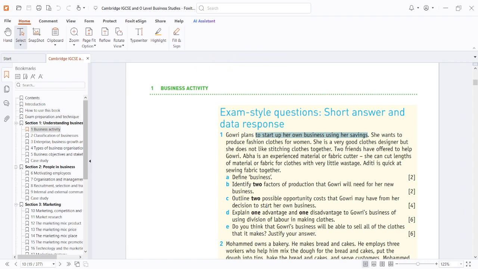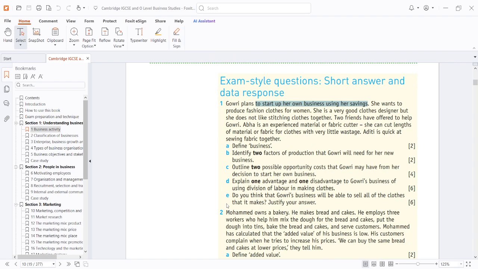Now, E is a 6. Oh, wait. D is also a 6 marker. So I haven't gone through the 6 marker structure. Question E is a typical 6 marker here. Oh yeah, just quickly to tell you guys, remember 2 markers are usually just definitions. If you're stuck on a definition and you feel like it's kind of short, you can give an example, and that will probably get you another mark.